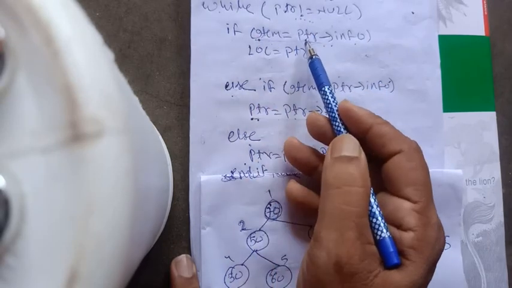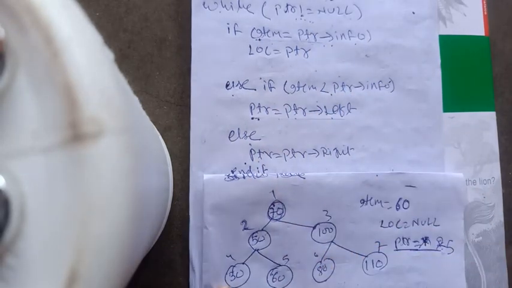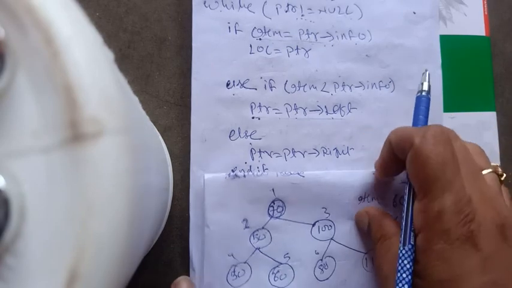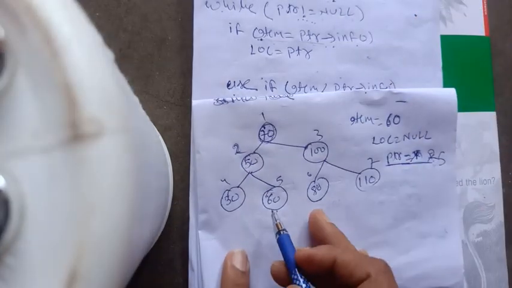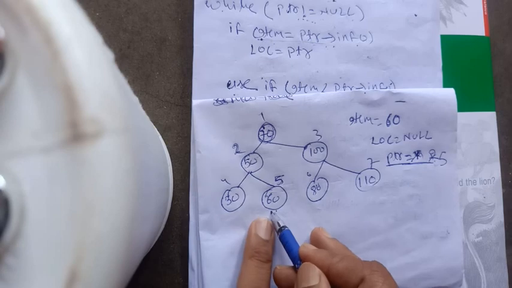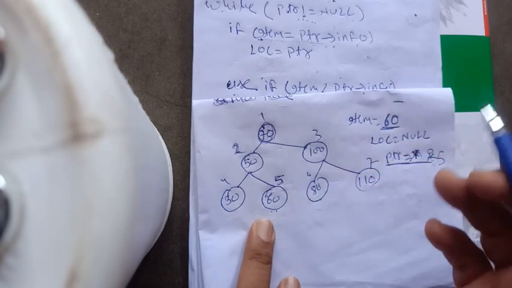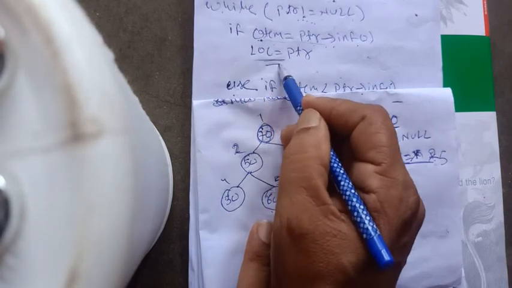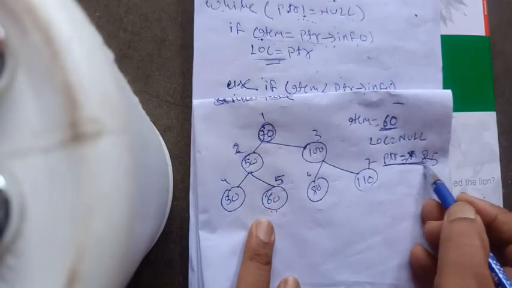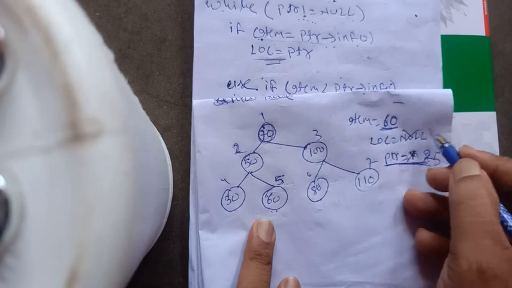If item is equal to PTR of info. What is PTR of info? The 5 contains 60. My item was 60, so that match is found. In that case, the value LOC is updated to PTR. What is the value of PTR right now? 5. So now LOC will be changed to 5.